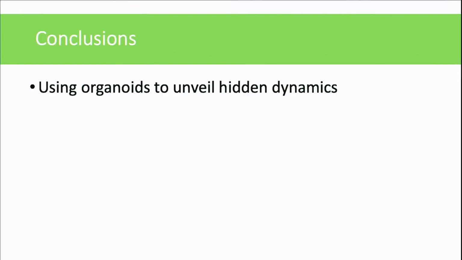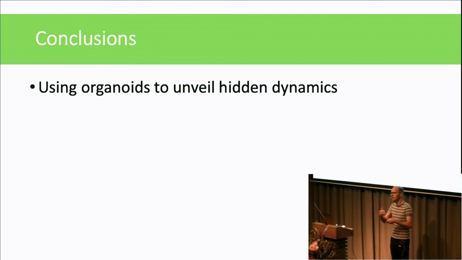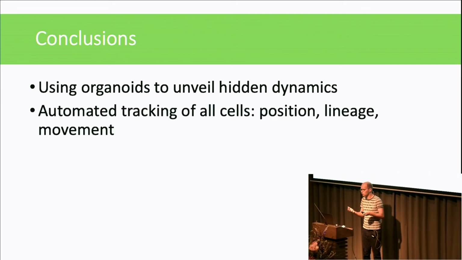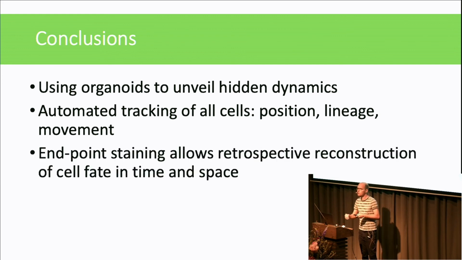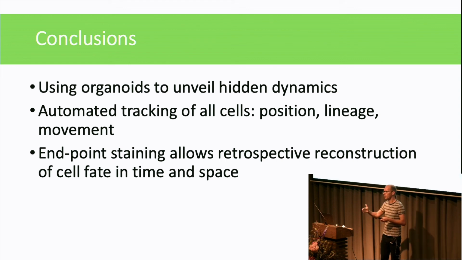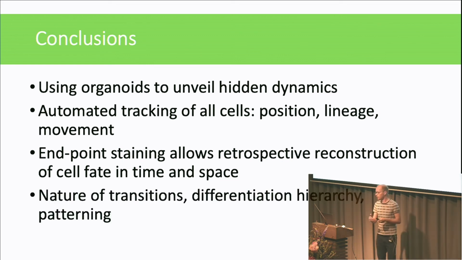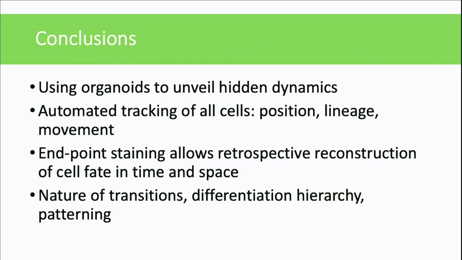What I hope that I showed you is that what makes organoids really nice is that you can use them to unveil dynamics, stochastic dynamics that are normally deeply hidden within our bodies. We can now do automated tracking of all cells. That gives us the position, and it gives us lineage and movement. And if you then combine that with antibody staining at the end of the experiment, you can also integrate that with information on cell type. And that allows us, in the way that I've sketched, to get new insights into what sort of transitions are happening, how differentiation is happening, and how these patterns are established.